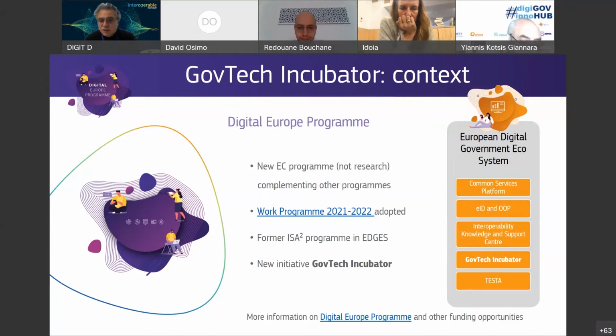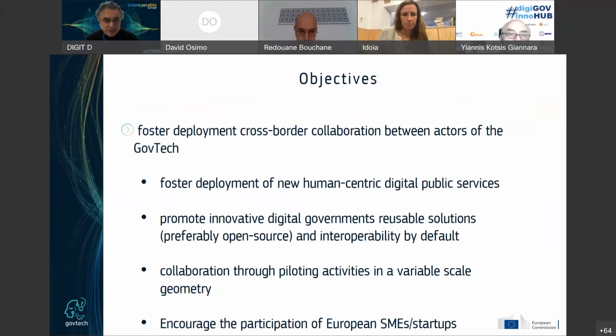Here I describe the blocks we have there, the topics that are addressed. Most of them are implemented through procurement, but some of them, such as EID and the once-only principle, will also partially use grants. You can go to the Digital Europe programs to see the other funding opportunities and to know more. This is a new initiative, something we never tried before, which is also why we take time to present today, and there will probably be other presentations.